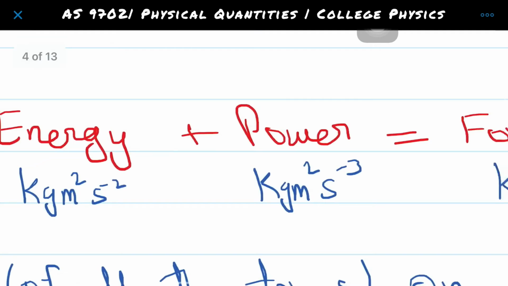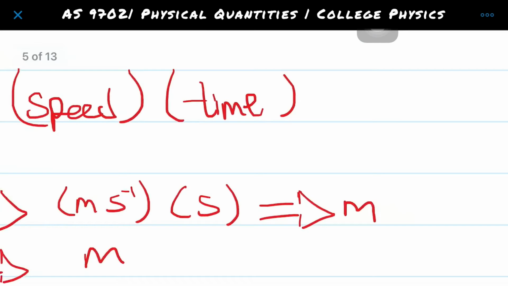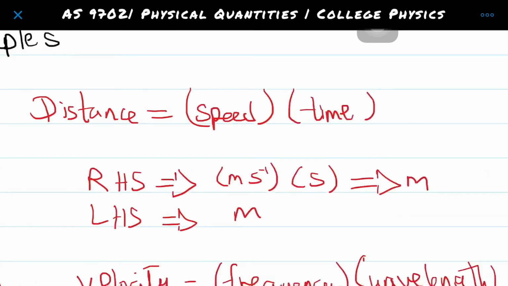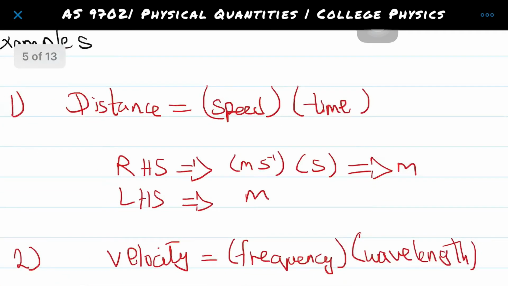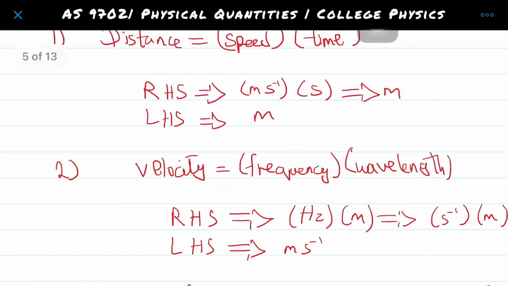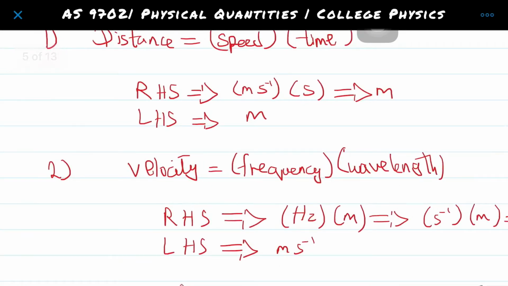Moving on to a few examples. The first one is distance. Distance is basically speed into time, right? So on the right hand side, we've been given speed into time. The units of speed are m s^-1 and the units of time are seconds. Now when we multiply both of these units, we find that on the right hand side we have meter, because s^-1 and s would get cancelled, so we just have meter left. So on the right hand side, the product of speed into time would be meter, and on the left hand side we have distance, and we already know that the base units of distance are meter, right?